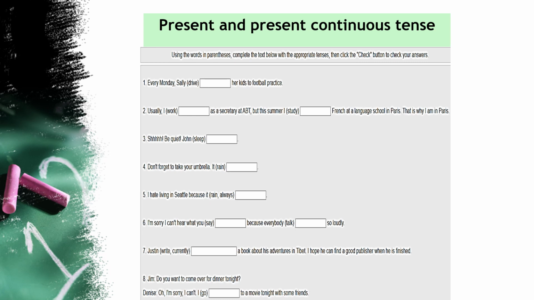I hate living in Seattle because it rains. It is always raining. I'm sorry. Sometimes we can use that as something bothering you. So in that case you have to use the present continuous. I'm sorry, I can't hear what you are saying, because everybody is talking so loudly.